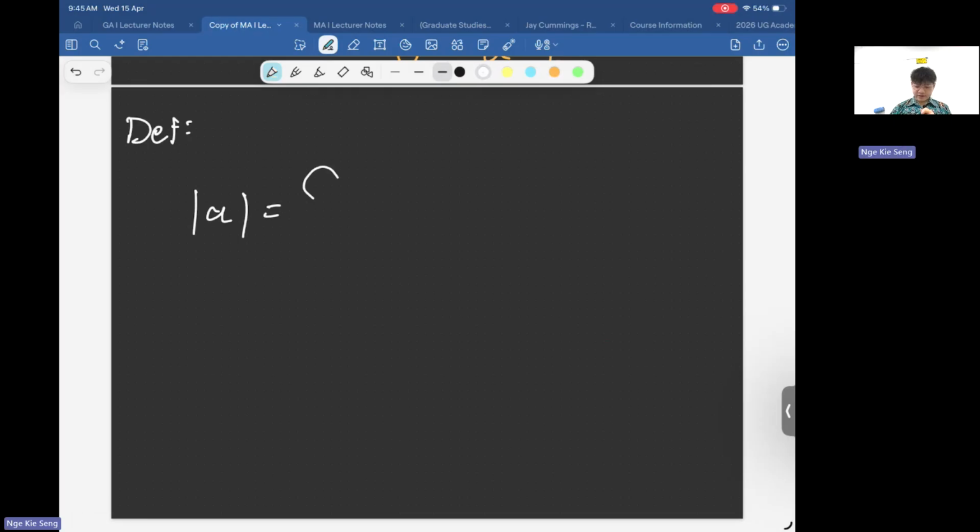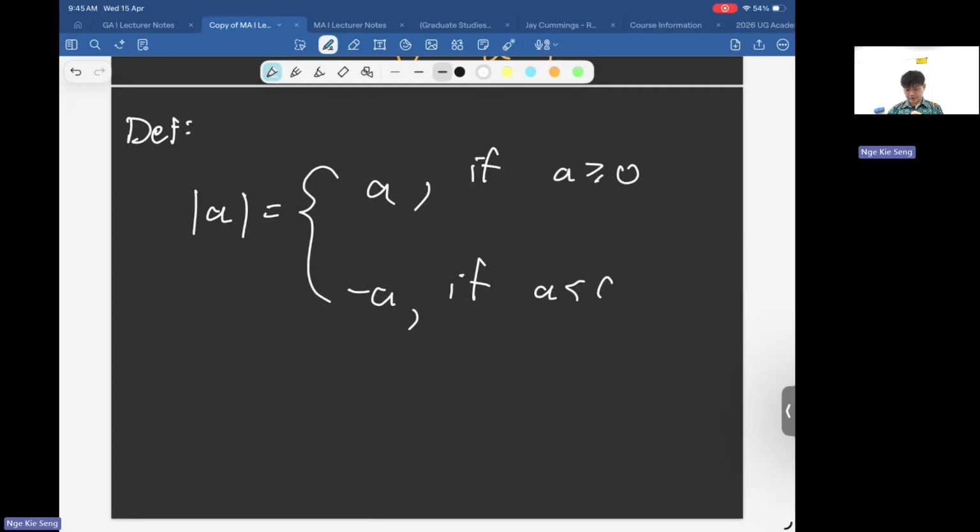Next, we define what the modulus is. Modulus is a very important definition in analysis. A lot of functions are defined using modulus. So the modulus of A means you get A if A is greater than or equal to 0, or negative A if A is less than 0. This makes sense, right? This notation here, or I would say A is living in the nonnegative reals, or A is living in the negative reals.